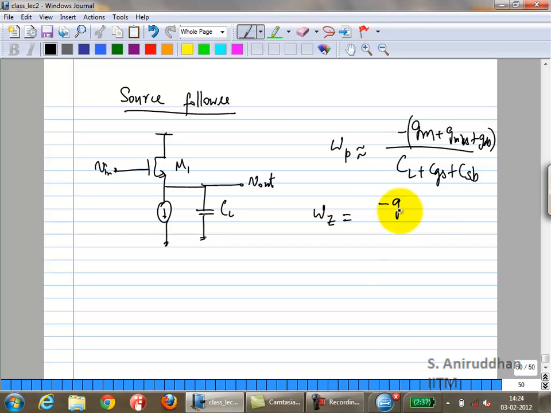You are saying it's minus GM over CGS. How did you come about this value? The transconductance is GM, CGS between input and output. How did you arrive on the minus sign? Because it's a plus GM, right? The gain from input to output is actually positive. In the common source, you had a negative gain from input to output. Here you actually have a positive gain. Right? Okay?